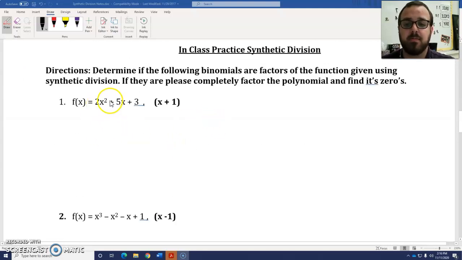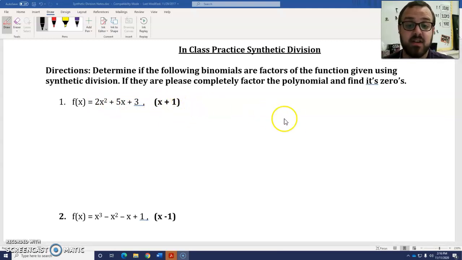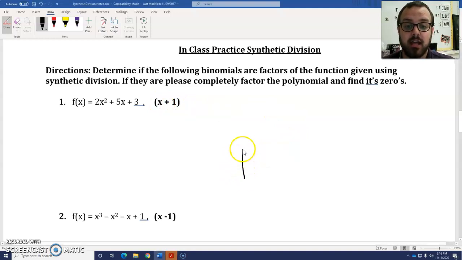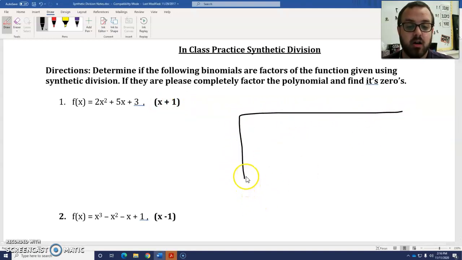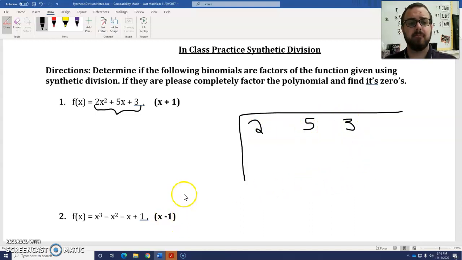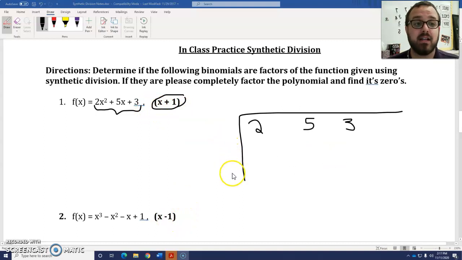We're going to do 2x squared plus 5x plus 3, and we're going to divide it by x plus 1. So here's how we're going to do synthetic division. We're going to start by drawing almost like a long division bar, okay? We're going to take all the coefficients and write them across the top: 2, 5, and 3. We're then going to write a number down here based off what we're dividing by, our divisor. Now, we're going to write down the number -1.